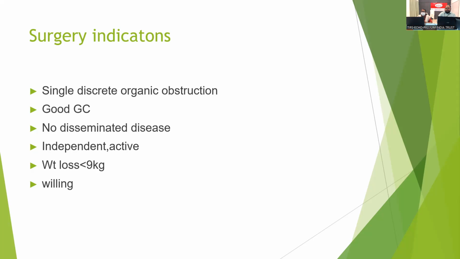Some of the indications are: he's having a good general condition. The patient should be much healthy. A single discrete organic obstruction, a single lesion that is causing the obstruction. There is no disseminated disease, no mesenteric lesions or intra-abdominal peritoneal lesions. The patient is very independent and active, not much dependent on others. Has a weight loss of less than 9 kg since the disease. And the most important thing, the patient is willing to undergo surgery. As you may know, patient autonomy is the first thing that you have to consider. If the patient is not willing for surgery, they should never be sent for surgery.